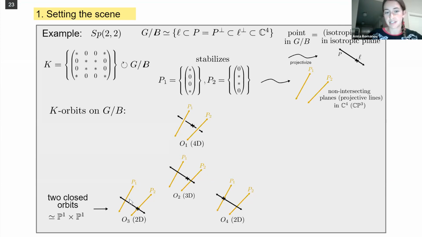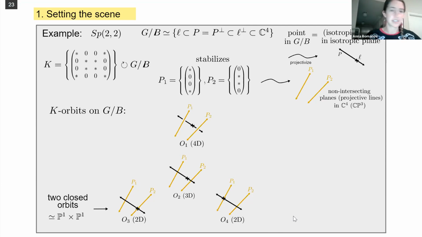And then finally, this could degenerate in either direction from here, where our choice of line is either on P2 or on P1. And we can't degenerate any further here because each of these planes, P1 and P2, are not isotropic. And so there are no flags where the line lies entirely on one of these. Okay, so this is a caricature to try to visualize what's happening with these K orbits.